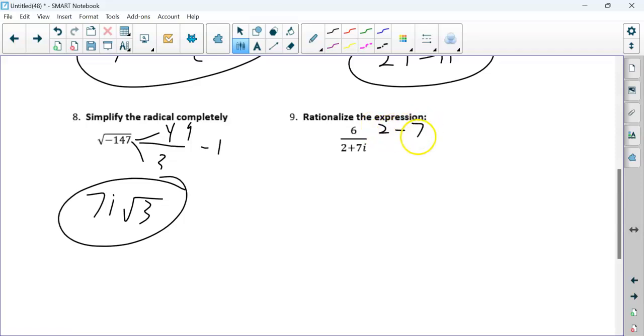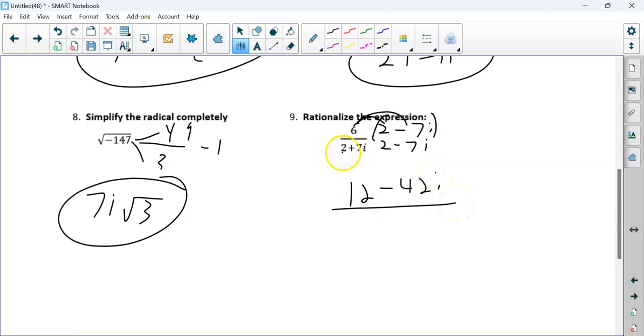Rationalize, multiply by 2 minus 7i over 2 minus 7i. Some of you need to put this in parentheses. Remember to distribute to both. That's still a problem for some. 6 times 2 is 12, and then negative 42i. That's it on the top.